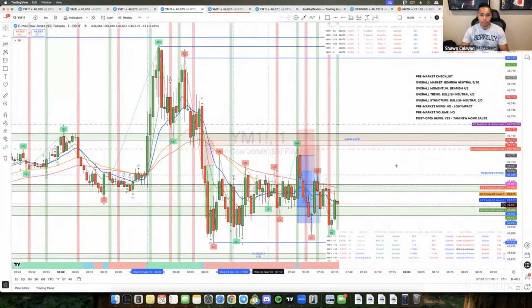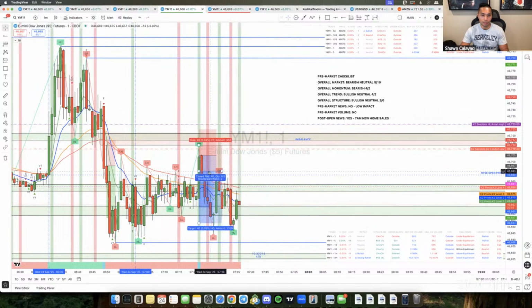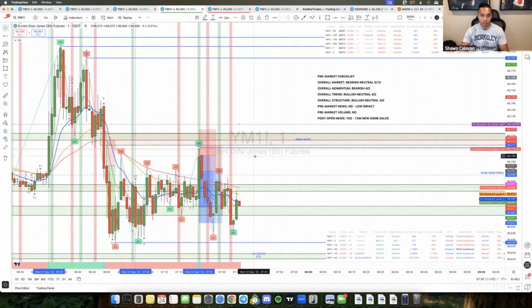Let's go over here to the main chart. So there's sweeps that have been coming up. Let's see, I'm going to go to the extremes again. This higher high right here is where you want to look for a possible sell sweep.